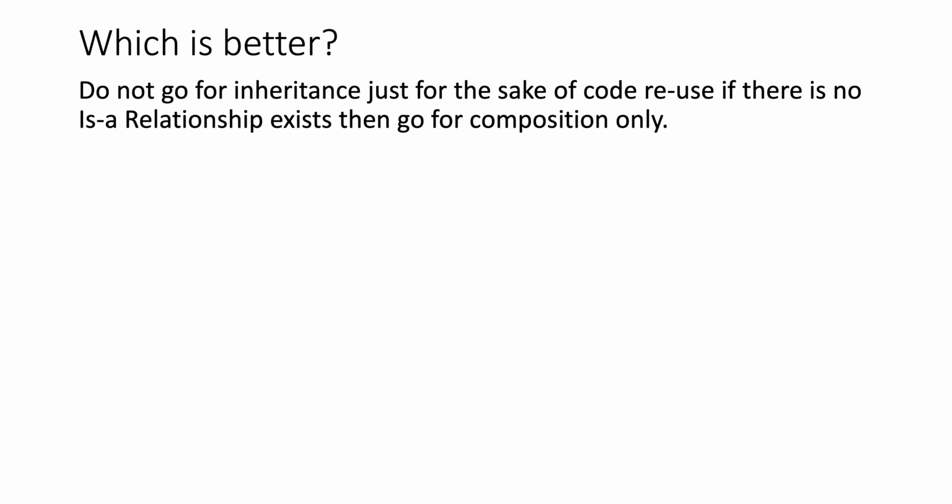So which is better among inheritance or composition? We just need to be careful here. We do not go for inheritance just for the sake of code reusability or accessibility. We should think and decide whether a real-time relationship exists, yes or no. If no, then do not go for inheritance, just go for composition only. That's how you can make the right decision, and composition is always better than inheritance.